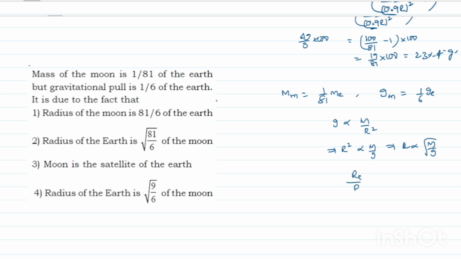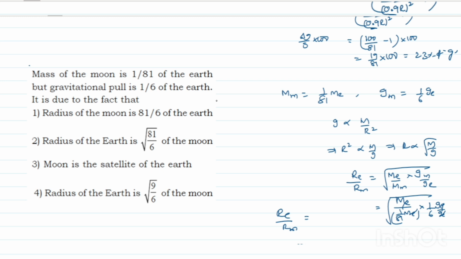So the radius of the earth by the radius of the moon will be equal to the square root of (mass on the earth by mass on the moon) into (g on moon by g on earth). The mass on the moon is 1 by 81 times the mass on the earth, and g on moon is 1 by 6 times g on earth. The g gets cancelled, and the 81 gets cancelled, so the radius of the earth by the radius of the moon is the square root of 81 by 6. So the radius of the earth is square root of 81 by 6 times the radius of the moon.